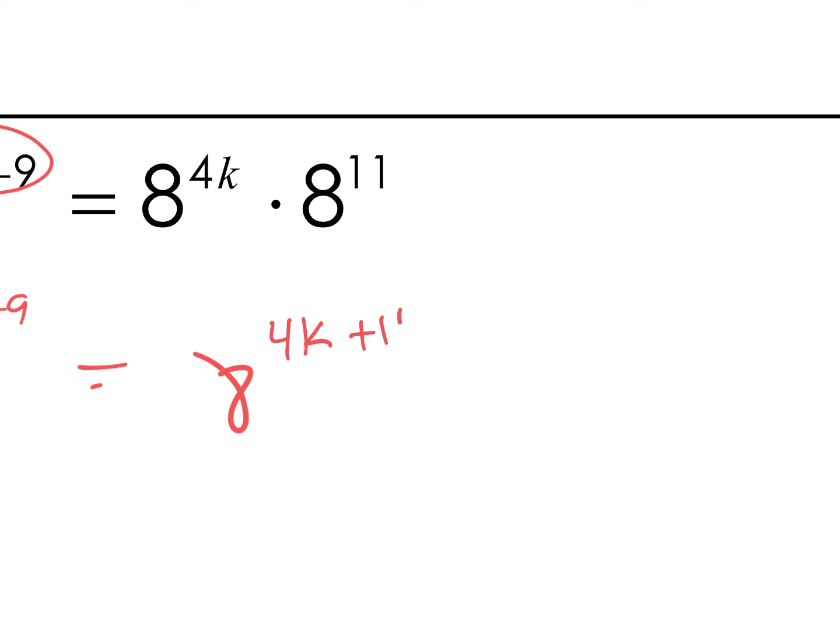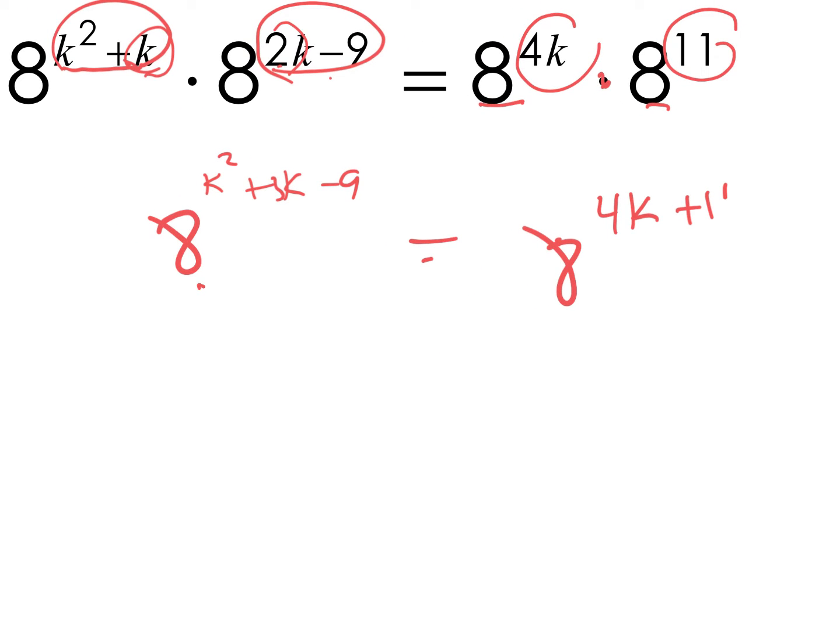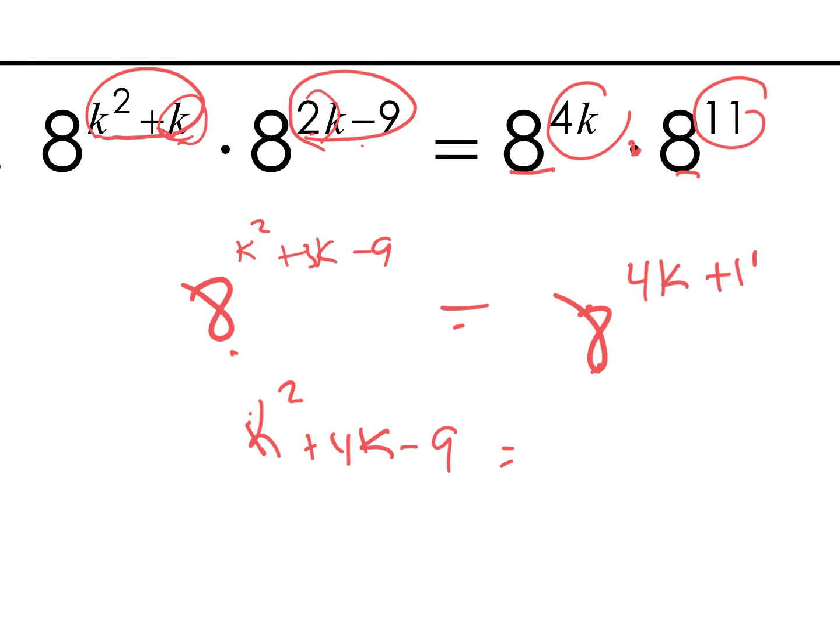Now that's what we do. I'm multiplying like bases. I keep the base and I add the exponents. But now I'm solving this equation with like bases being the same. That means the exponents are the same. So I have a k squared plus a 4k minus a 9 now equal to... wait, isn't that a 3k? It was supposed to be a k squared? 3k, yeah. Glad you caught that. Equals 4k plus 11.